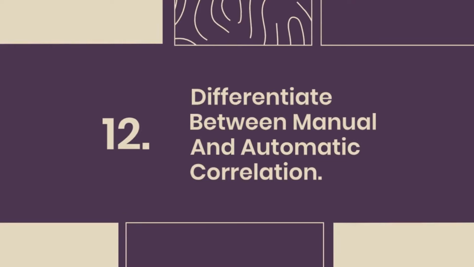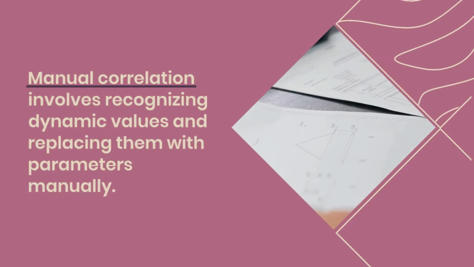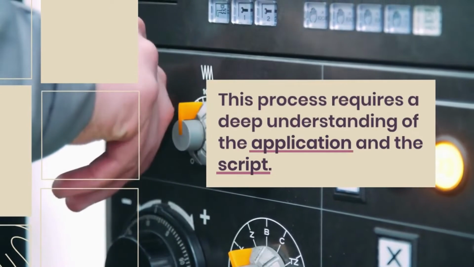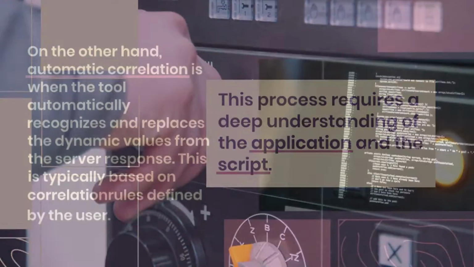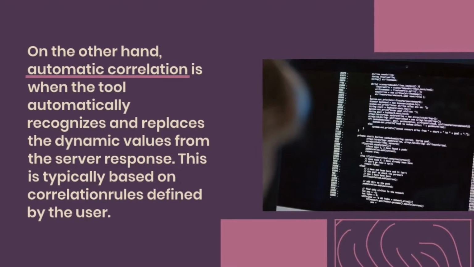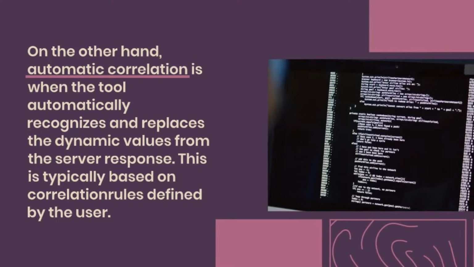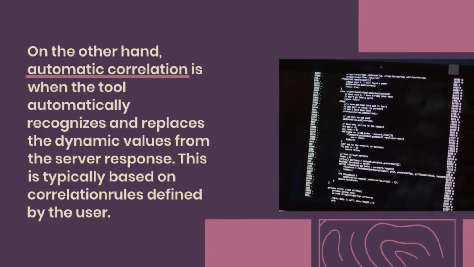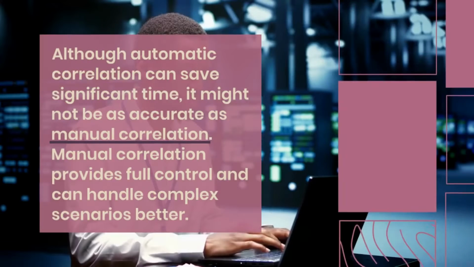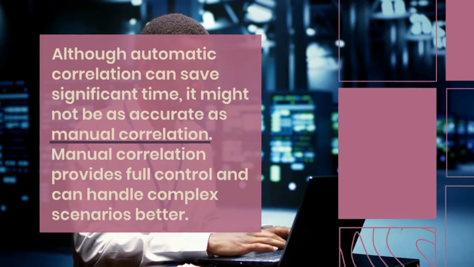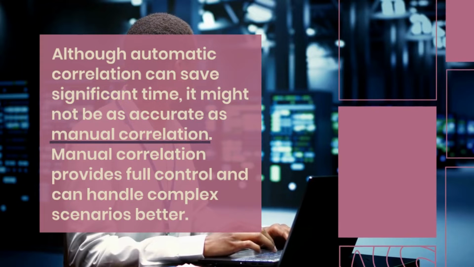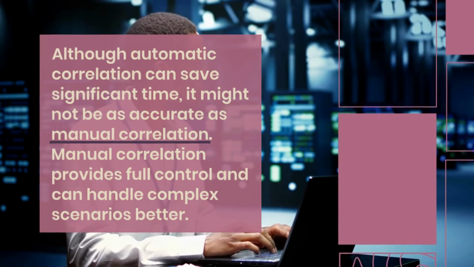12. Differentiate between manual and automatic correlation. Manual correlation involves recognizing dynamic values and replacing them with parameters manually. This process requires a deep understanding of the application and the script. On the other hand, automatic correlation is when the tool automatically recognizes and replaces the dynamic values from the server response. This is typically based on correlation rules defined by the user. Although automatic correlation can save significant time, it might not be as accurate as manual correlation. Manual correlation provides full control and can handle complex scenarios better.